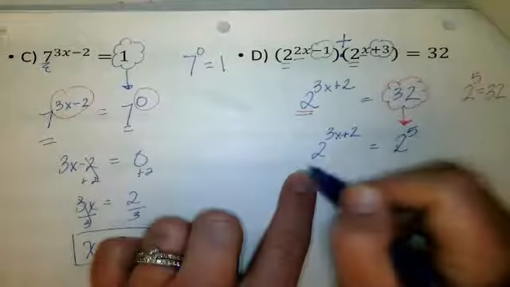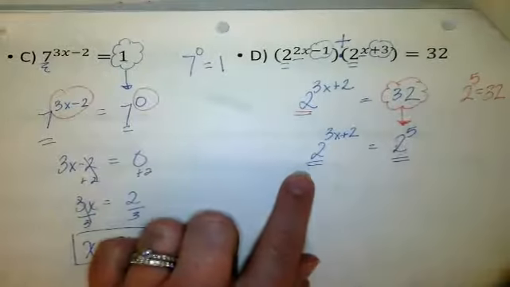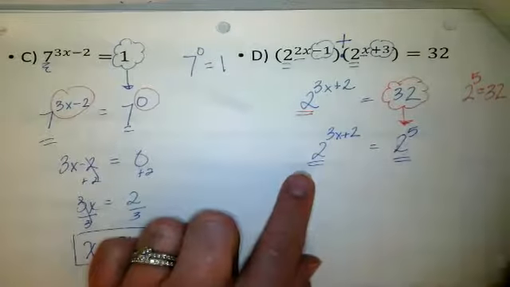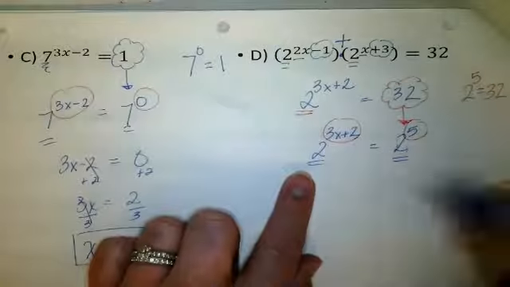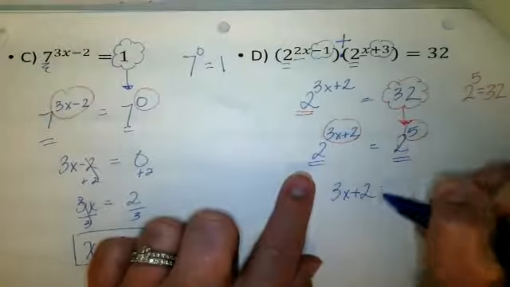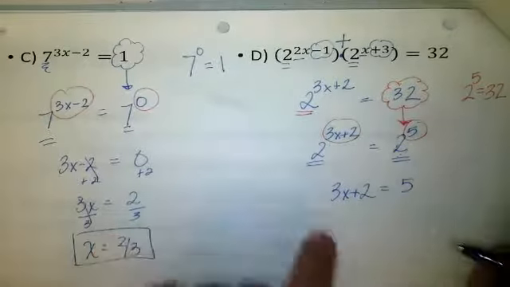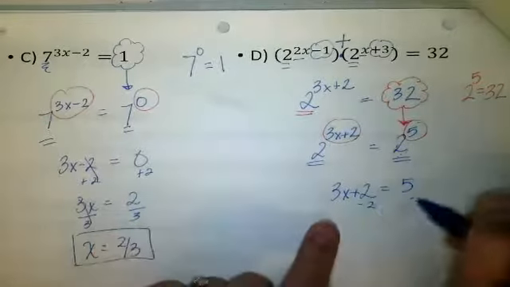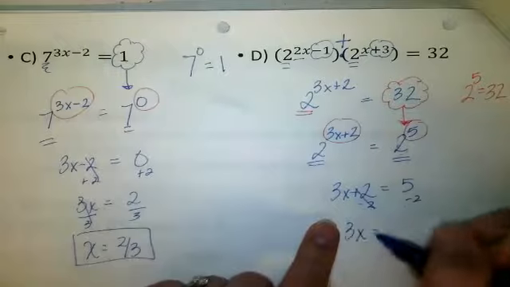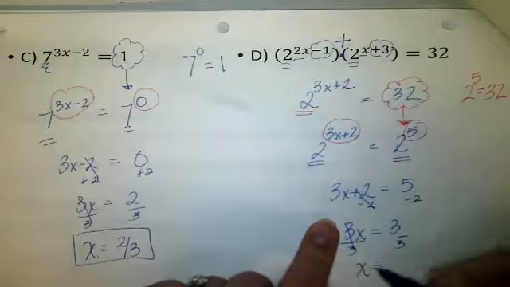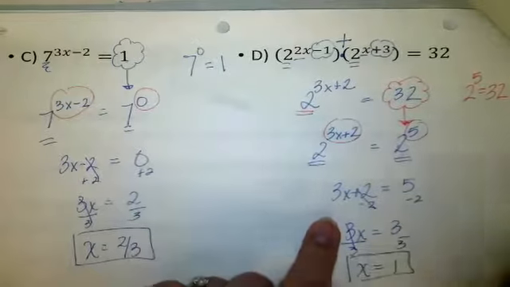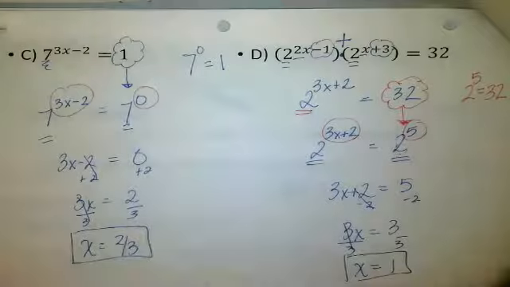And now these things have the same base. If they have the same base, what's true? U equals V. The exponents must also be equal. So 3x plus 2 equals 5. Subtract the 2 and divide by 3. We get x equals 1. Okay? Good? Yeah? All right.